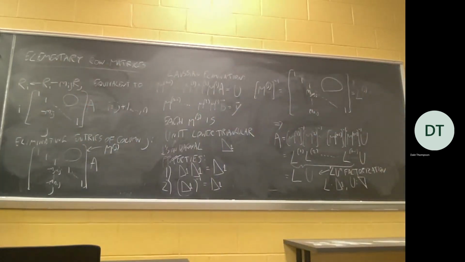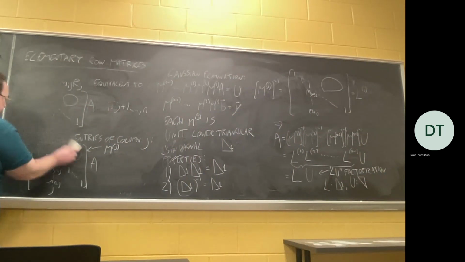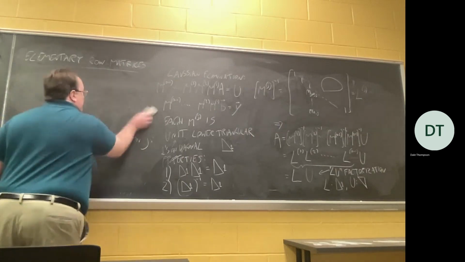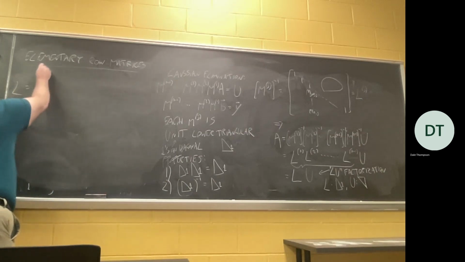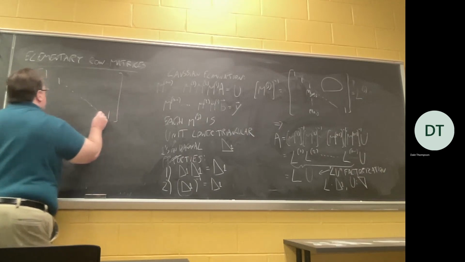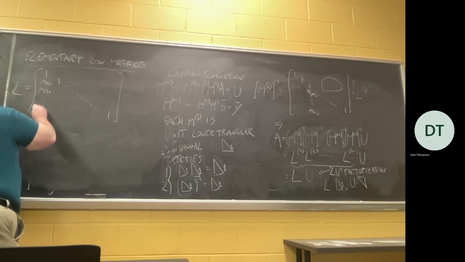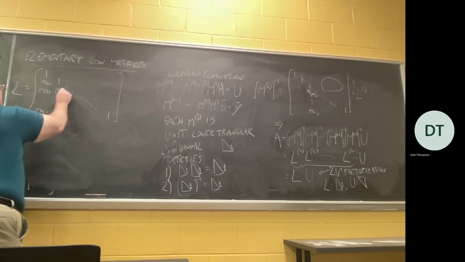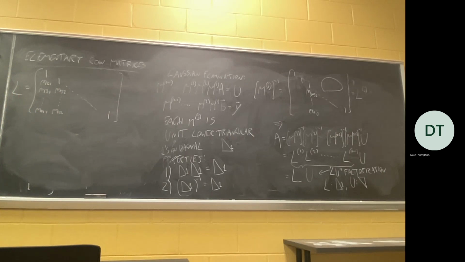Well, it turns out that the matrix L is very easy to describe. It's unit lower triangular, and the lower triangle is filled with multipliers. Each multiplier, m i j, is stored in the entry i j that's used to eliminate. So it's quite convenient.